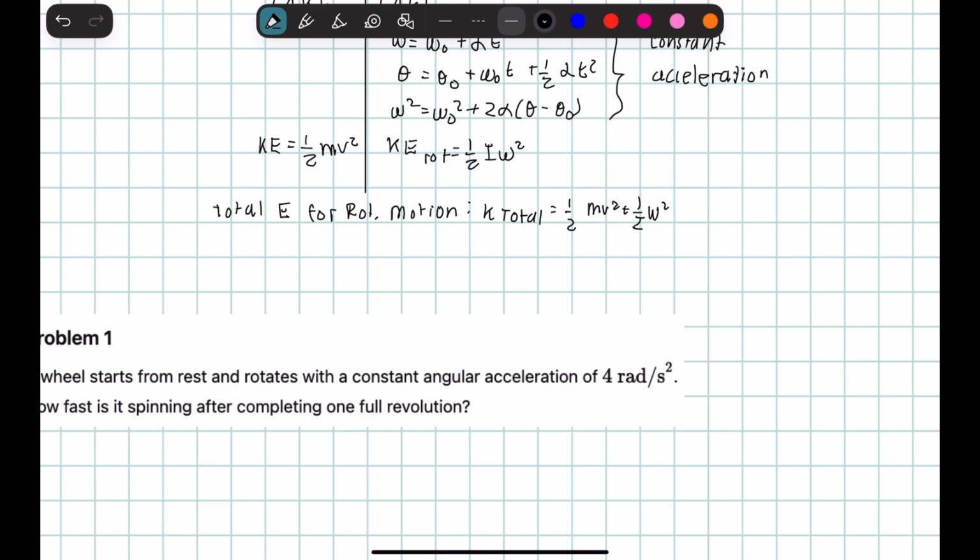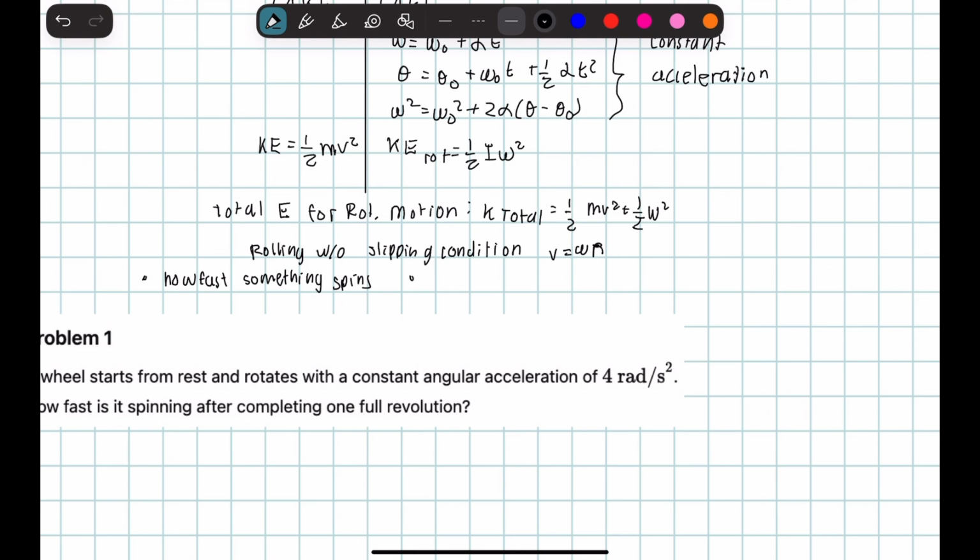So now, the condition that relates both of these is going to be v is equal to omega times r. So what you need to know is that rotational kinematics describes how fast something spins.